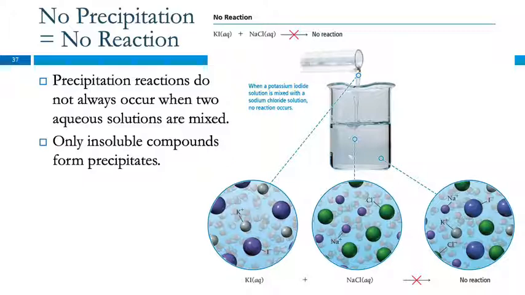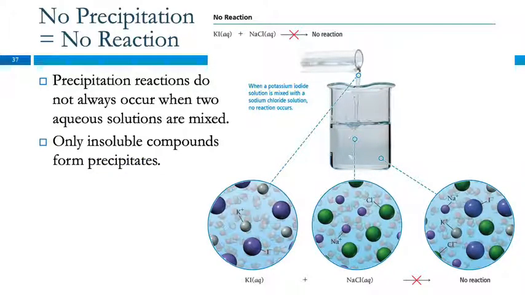So if there's no precipitation when you mix two solutions, that means there's no chemical reaction. There is a physical change in that these things are now mixed together. It's a physical change, but it's not a chemical change. And when you mix two solutions, precipitation does not always happen. Just like at a party, people do not always find their soulmate, right? Doesn't necessarily happen.